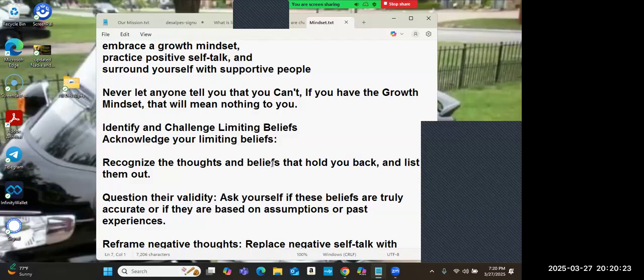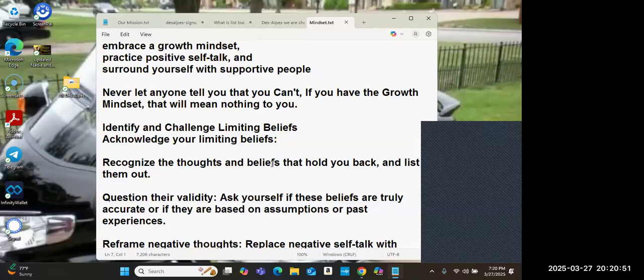Bob's talked about this a lot, about having a mentor, and I'm sure you've heard his success story about trying everything on his own, and then he finally got a mentor and became successful. So I think everybody needs a mentor. I have a mentor. So never let anyone tell you that you can't. If you have the growth mindset, that will mean nothing to you, right?